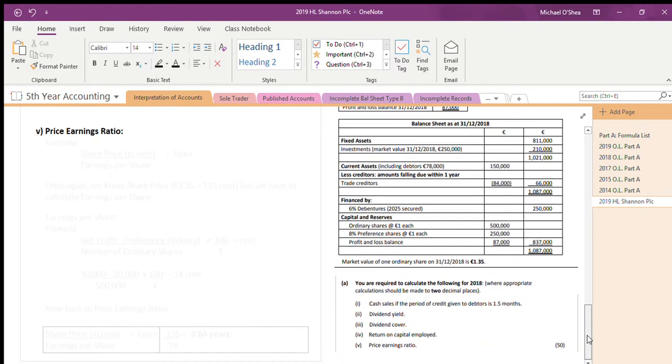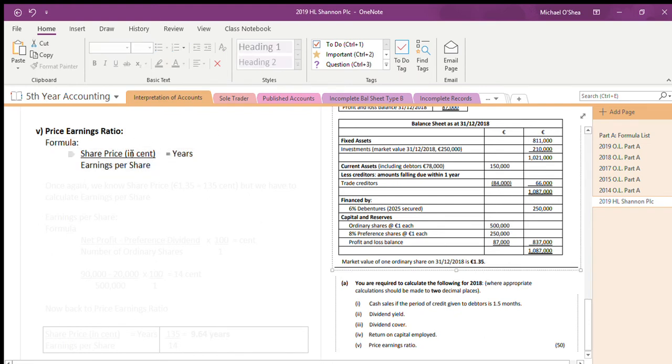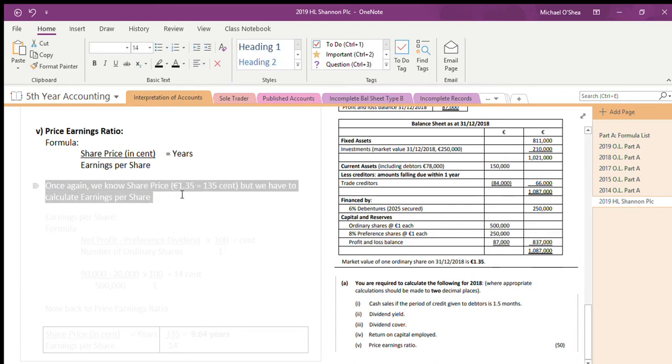The last one I have to work out is my price earnings ratio. So my price earnings ratio again has a formula. This is the formula. It's share price in cent. If you can remember, this is my share price is €1.35. Therefore, it's 135 because we're dealing with it in cent. And we divide this by earnings per share, and my answer is in years. Once again, we know market share price, but we have to calculate our earnings per share, our EPS.